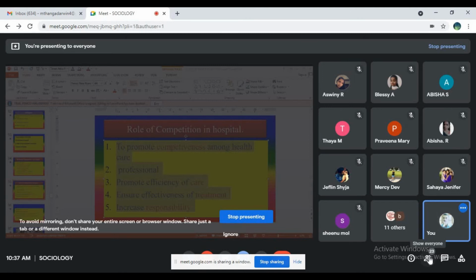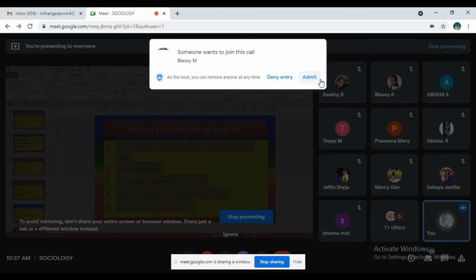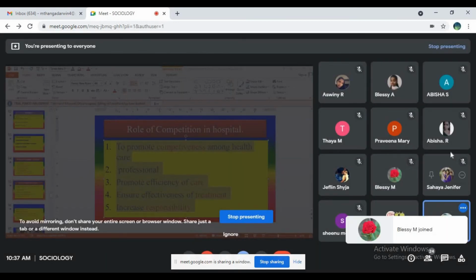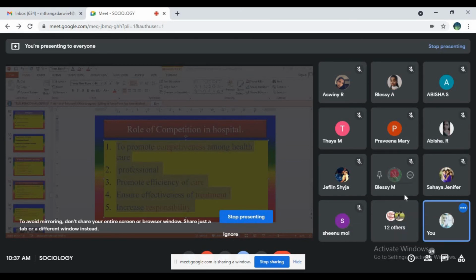Sahaya Jennifer. Sahaya Jennifer. Blessy M. Jefflin Shaija.